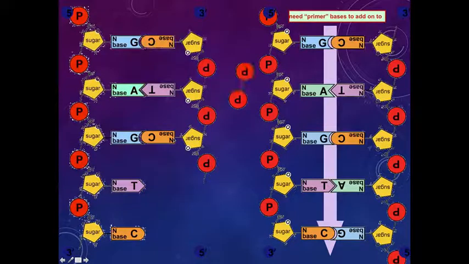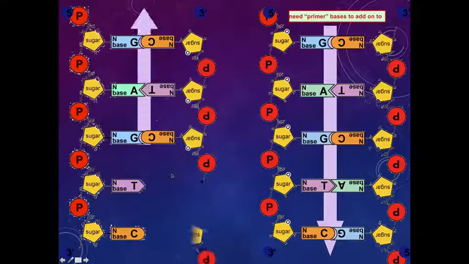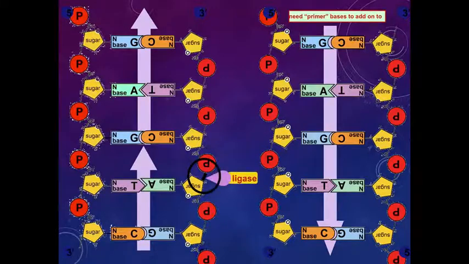Now, because one side can be built continuously, we call this the leading strand. The other side has to be built in little fragments like this. So if this starts building here, you're also going to have to start building down here, and you build in a whole bunch of fragments. Those are called Okazaki fragments. Now, in order to connect those Okazaki fragments together, we use another enzyme called ligase. Ligase actually connects those Okazaki fragments together.